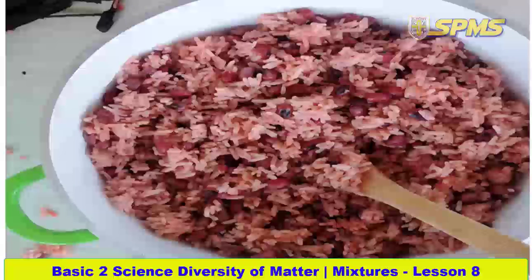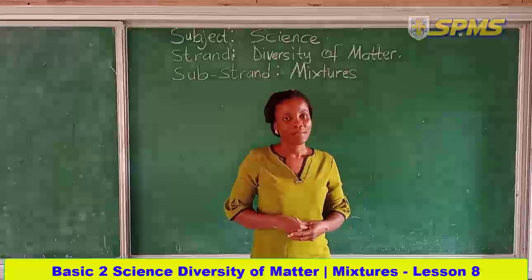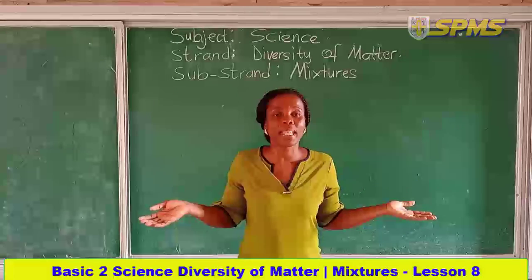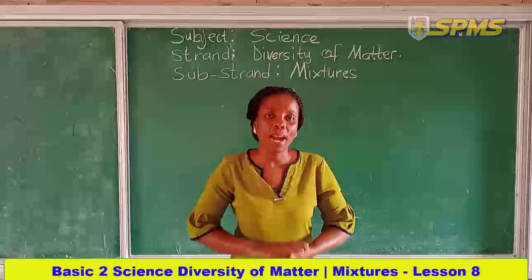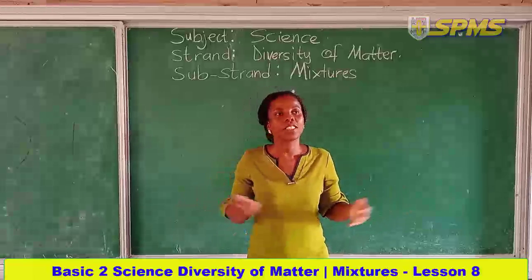Alright, let us look at the picture on our screen. You can see 2 things being put together in a bowl. So what has happened? They have mixed them together, so they have a mixture. Alright, what are some of the substances that you can mix, or you can put together, or you can combine to have a mixture?